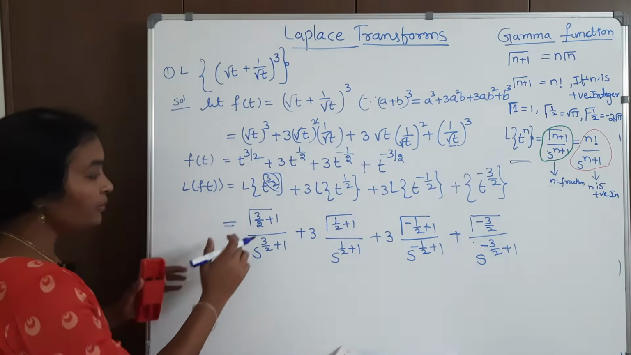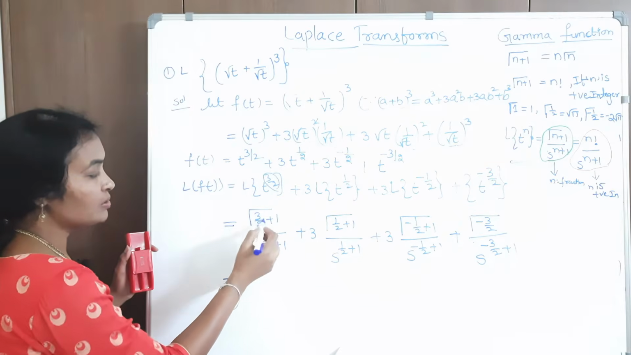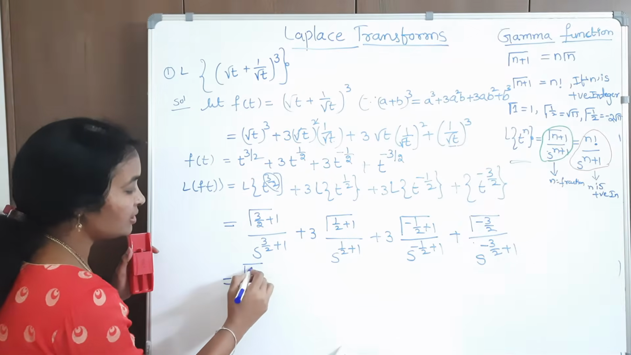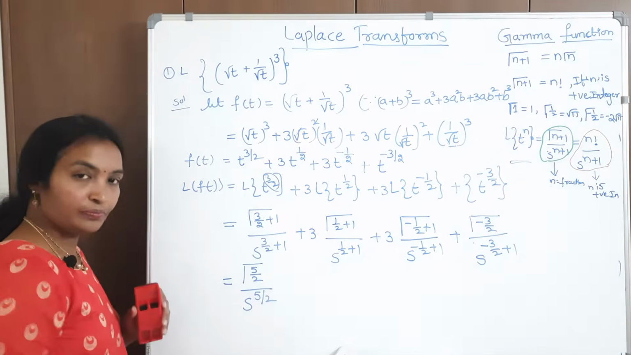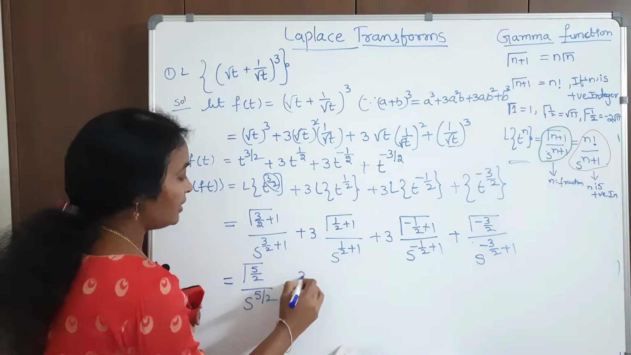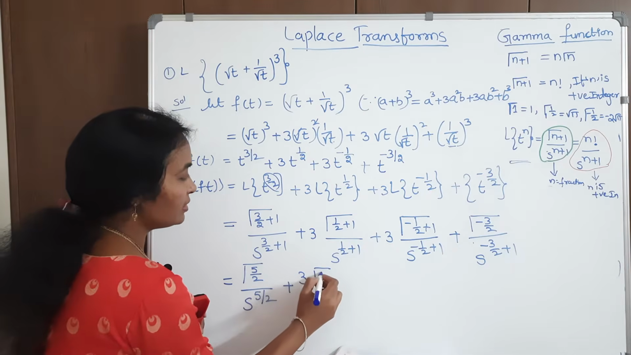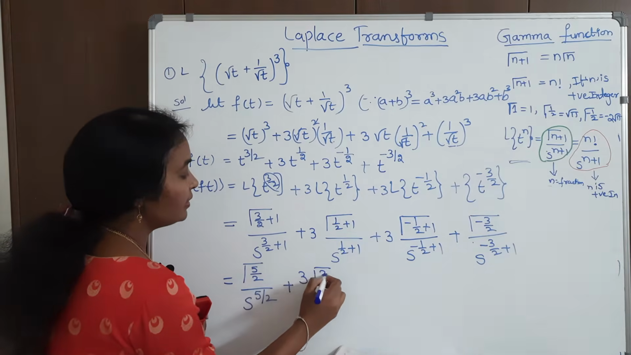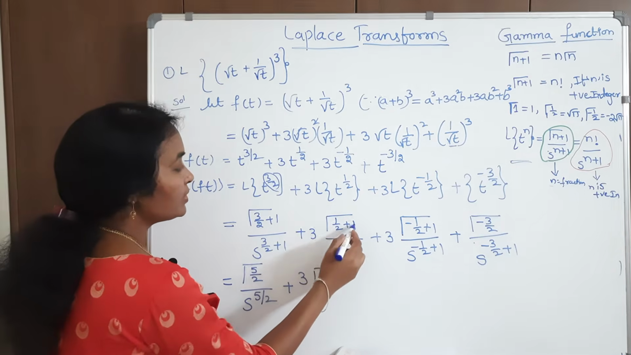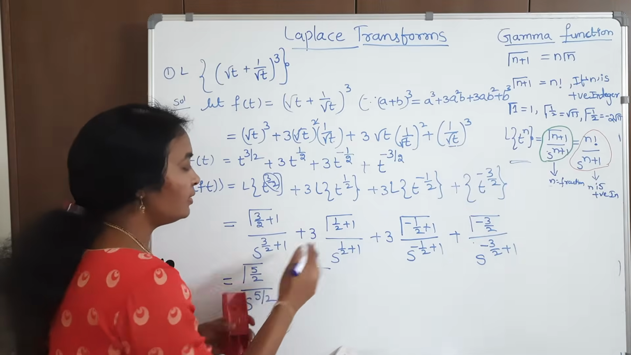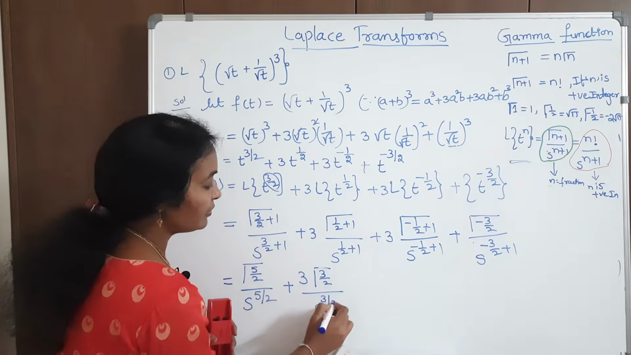Okay, now what does this become? This is what? 3 by 2 plus 1, 3 plus 2, 5 by 2. Now this is changed in terms of gamma of 5 by 2 by s to the power of 5 by 2. Right? Next, 3 gamma of 1 by 2 plus 1. What is that? It will change to 3 by 2, because 2 ones are 2, 2 plus 1, 3. So gamma of 3 by 2 by s to the power of 3 by 2.